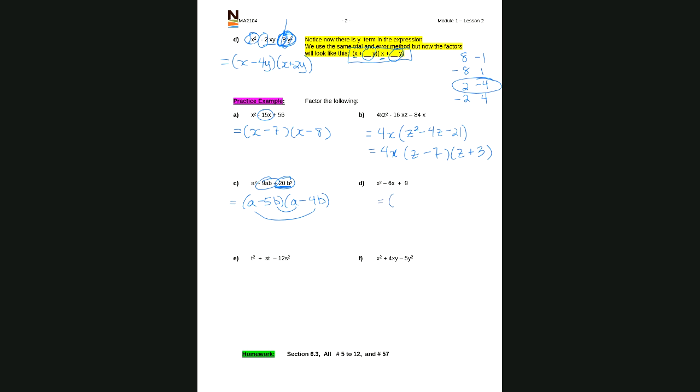Okay, D has no common factor. And the last term here is a constant. There's no second variable. Now the two numbers that multiply to positive 9 but add to negative 6 are negative 3 and negative 3. So you have the option here to square the bracket, or not. It's a perfect square trinomial.